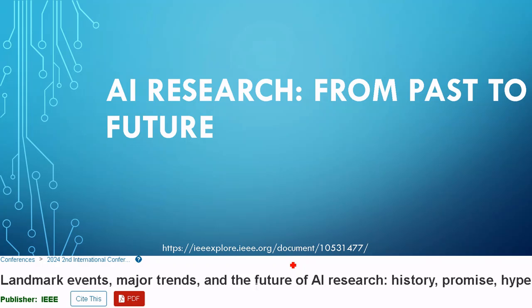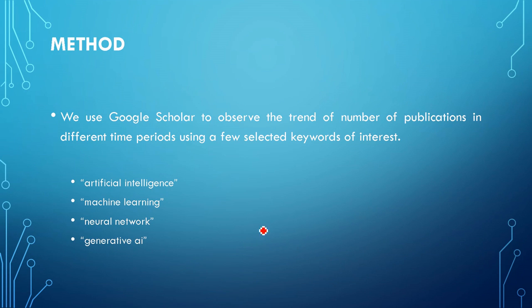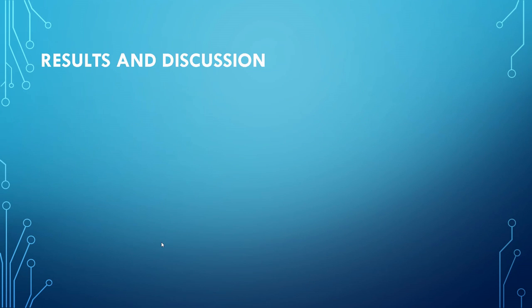It aims to study the history of AI research and make a very approximate prediction of the future based on that history. What was the method that we used in this work? We used Google Scholar to observe the trend of publications in different time periods using a few selected keywords of interest: AI, ML, neural network, and generative AI. We can immediately go into the results and discussion.